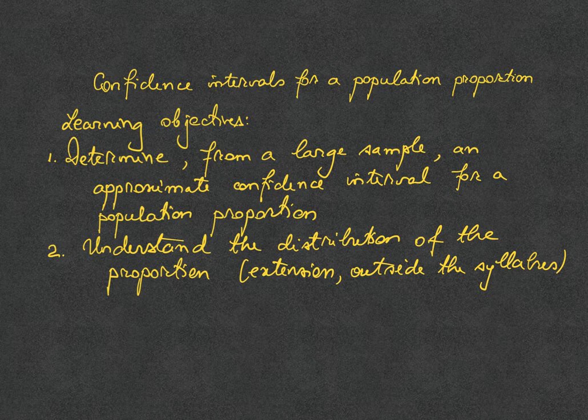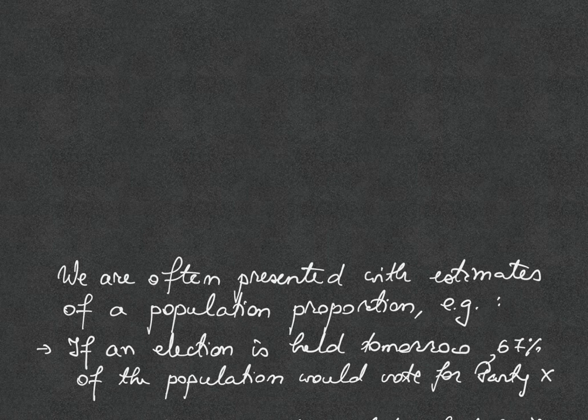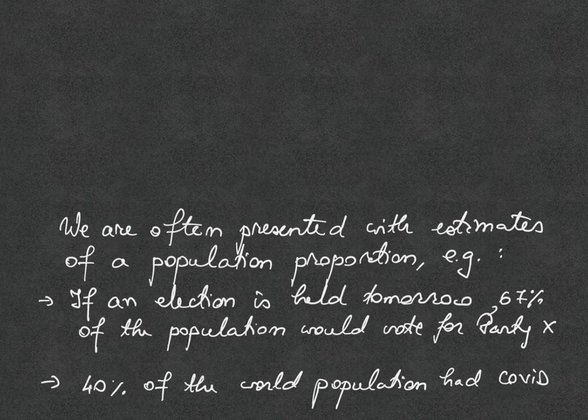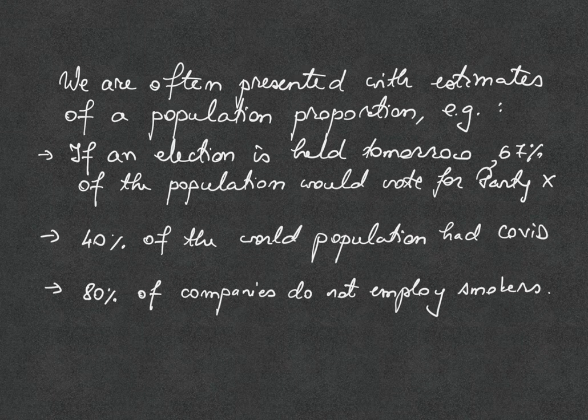In real life, on TV, in the news, we are often presented with estimates of a population proportion. For example, in an election, someone might say, if the election is held tomorrow, 67% of the population would vote for party X. Or 40% of the world population had COVID. Or 80% of the companies do not employ smokers. So these are examples of population proportion.